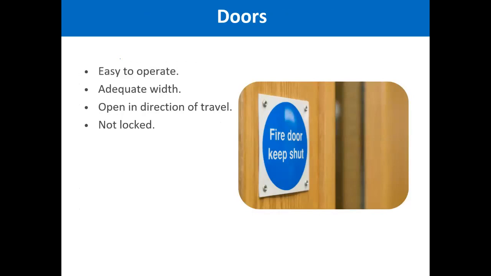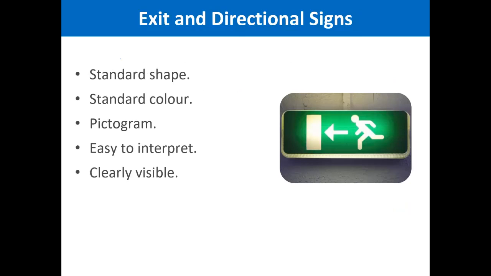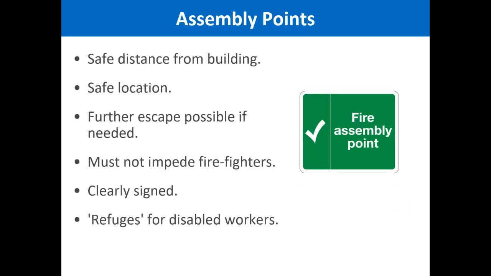Doors should be easy to operate, adequately fixed, and open in the direction of travel and should not be locked. Basically at night or where there is no natural light, you need to provide emergency lighting to indicate the escape route. So people in the night, if they need to escape, they should be able to escape easily. Regular maintenance and inspection need to be carried out. Exit and directional signs should be provided. So standard shape and standard color signs should be given as well.